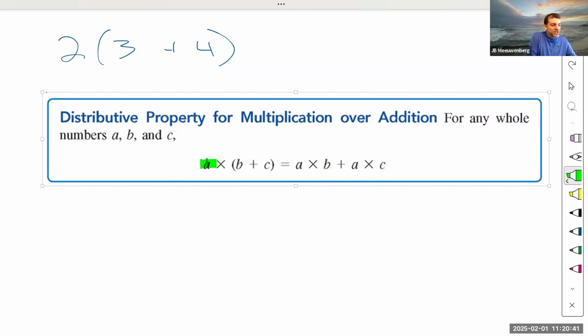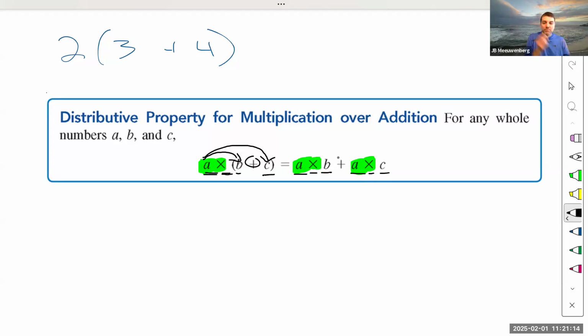And so we start with the A, and notice over here, we only see one A on the left, but once we distribute, we actually see two A's. And instead of having one multiplication, we have two multiplications. It's often called multiplication over addition because we are multiplying the A times both of the numbers being added. It's A times B here and A times C here. The addition then follows between those two products.